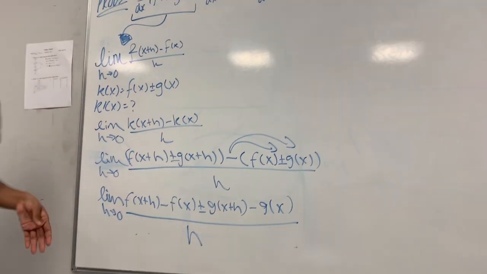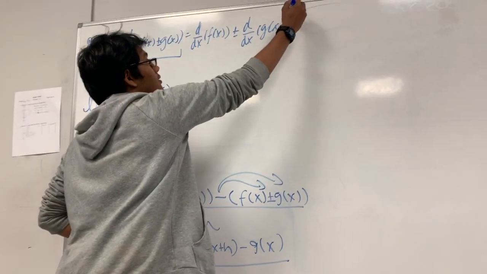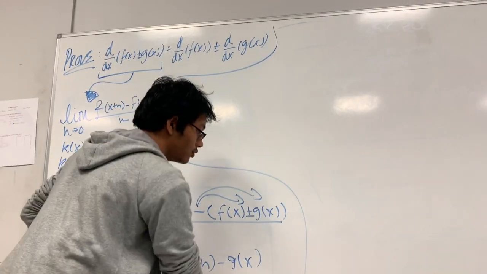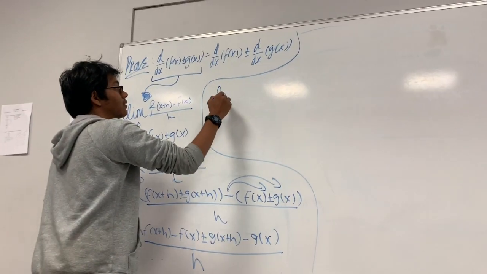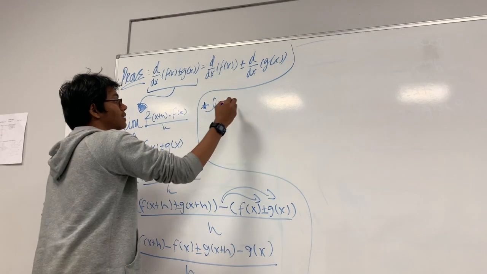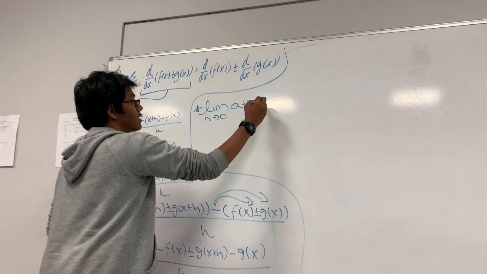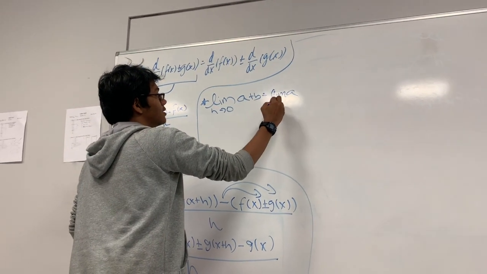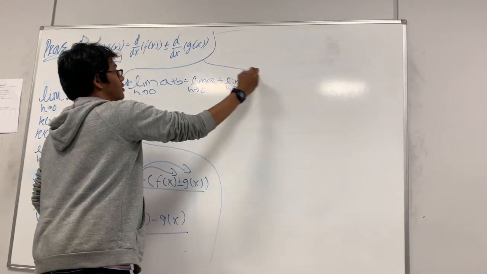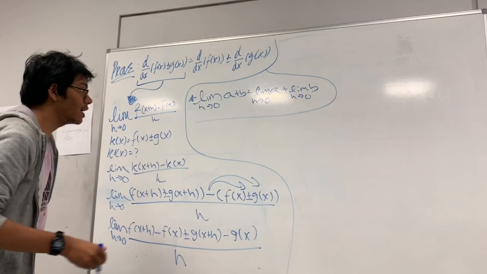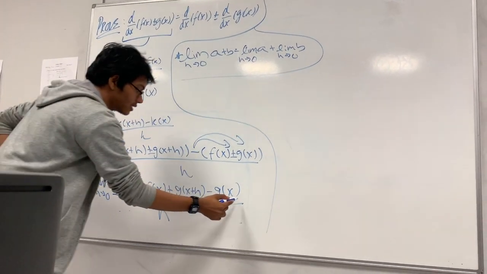Now, it's crucial that you remember one of the rules of limits, which is that the limit of a sum is the sum of the limits, right? So let me write that over here. This is an important limit rule. The limit of a plus b as h approaches 0 is equal to the limit of a as h approaches 0 plus the limit of b as h approaches 0. We're going to derive that later on, but we're going to use this fact to help us simplify this. How? Well, let's bring this over here.